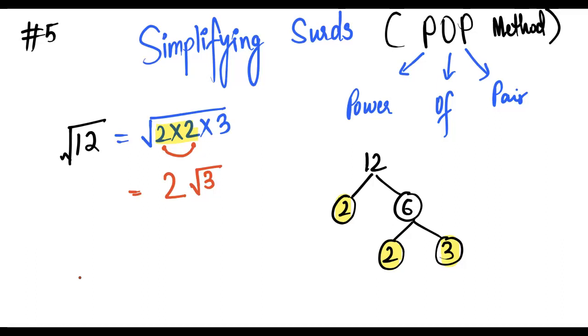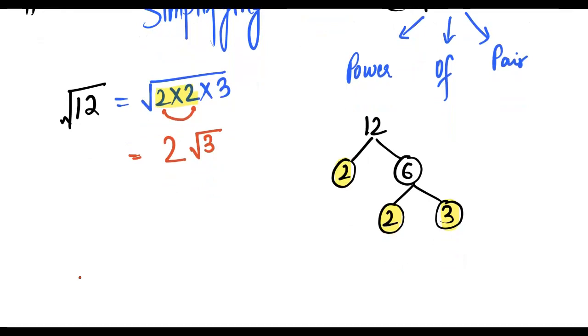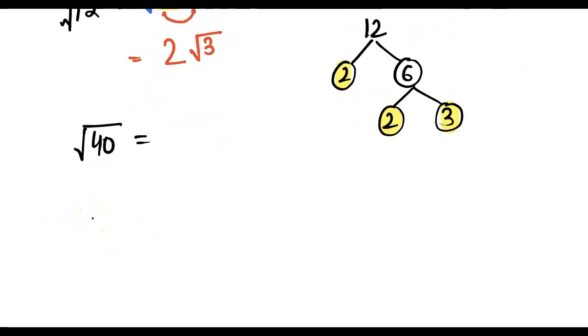Again, the POP method is nothing but breaking your number into prime numbers first and then checking which particular number is in pair. The number which is in pair can be written out and can leave the SURD. Let's try another question: square root 40. This method is basically for those who are not really confident with their times tables or whose calculation is not so strong. I would suggest, to be safe, if you want to score grade 9, achieve your 100%, that means you should have all tricks and tactics.